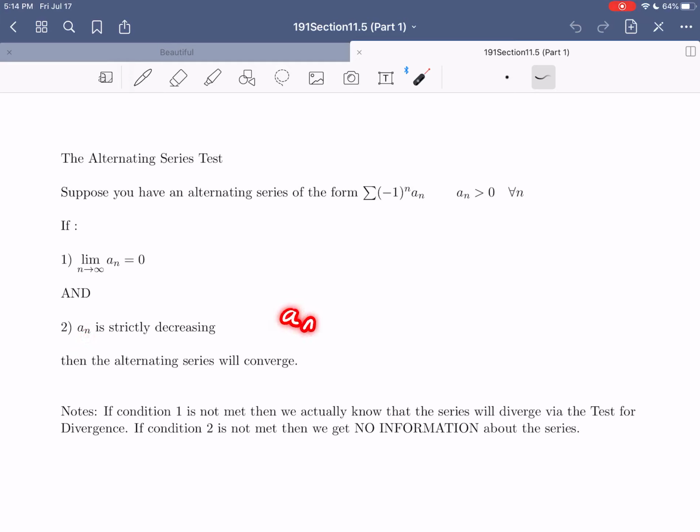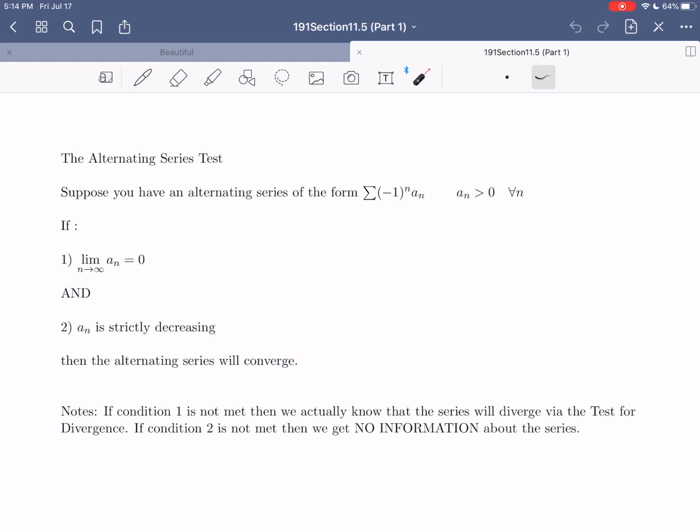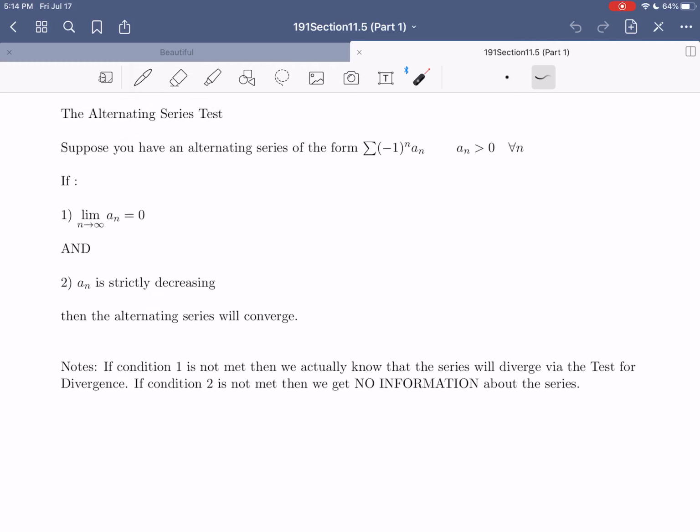meaning that a sub n is greater than a sub n plus 1, that each time you step forward in that sequence, it gets smaller and smaller, then you automatically know that the alternating series will converge. So if you can show these two things, you immediately get that the series converges. Now, a couple notes here.